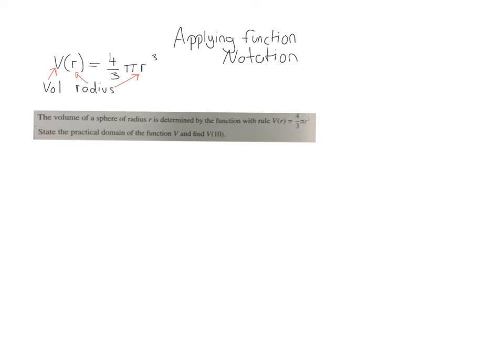This is an example of a question for applying function notation. It tells us that the volume of the sphere is given by this rule, which you saw also up here, and it asks you to state the practical domain of the function volume, or v, and find the volume when the radius is 10.